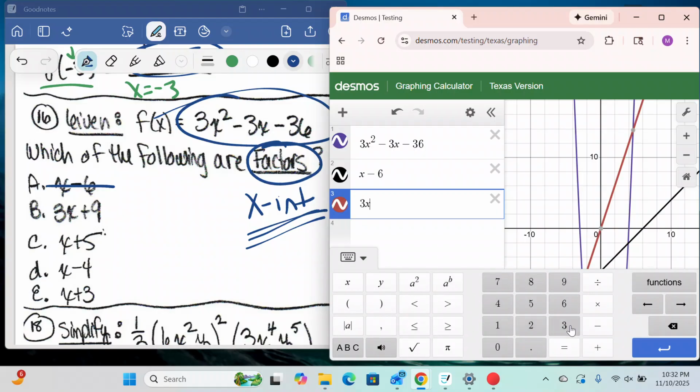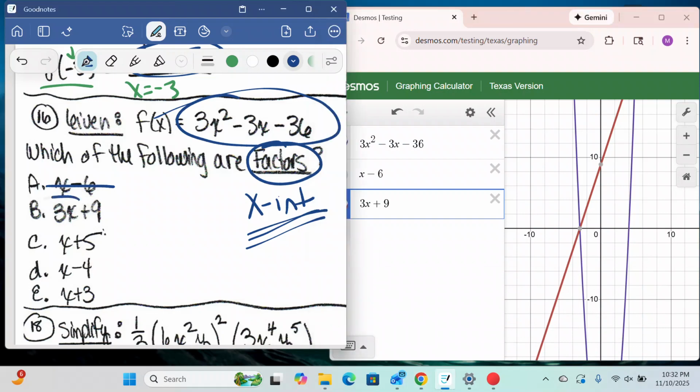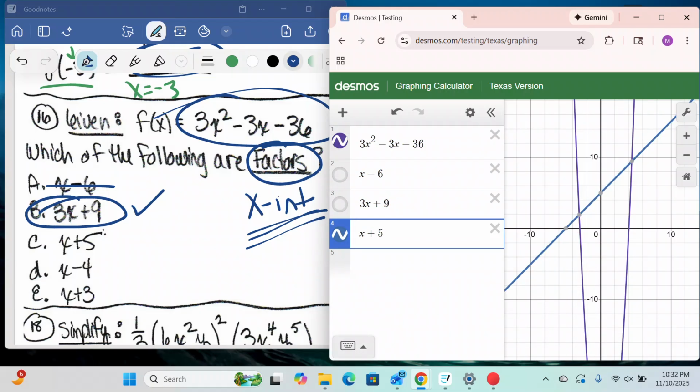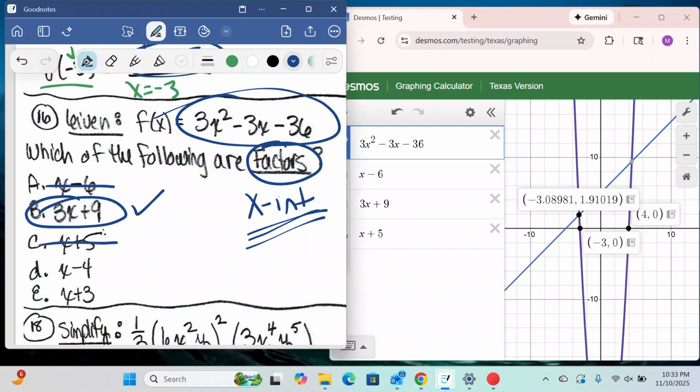So I'm going to input the next one, 3x plus 9. That one, look at the red one. It passes straight through my x-intercept right there at negative 3, 0. So guess what? This one is a factor. I'm going to input the third one. I'm going to go ahead and put x plus 5. Is that a factor? I'm going to take away this one. I'm going to click on it, so then that way I just deal with that. Does it pass through any one of my x-intercepts? It does not. It almost passes, but it has to pass straight through that x-intercept. So this is not a factor.